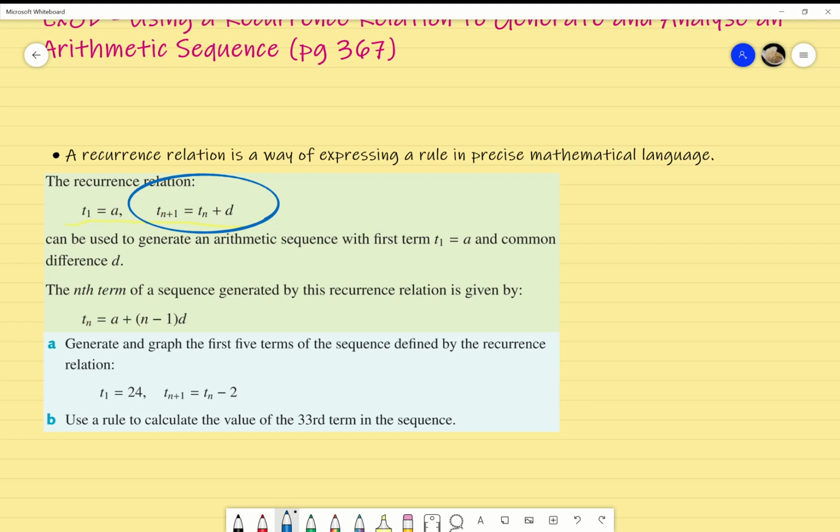So the next term is the term we were talking about plus D. So the previous term plus the common difference. Now, the common difference could be a negative value, which means it's going down. That's fine, but it means that we're adding whatever that value of D is. Sounds a bit complex, we'll get into the examples pretty quickly. We can use this to generate the arithmetic sequence with the first term and a common difference. The nth term of a sequence generated by this recurrence relation is the same as we've done before. So really we're just focusing on how we're writing out that type of sequence.